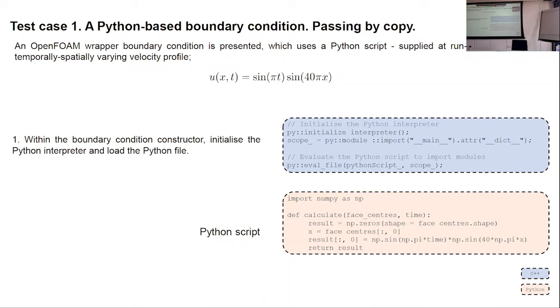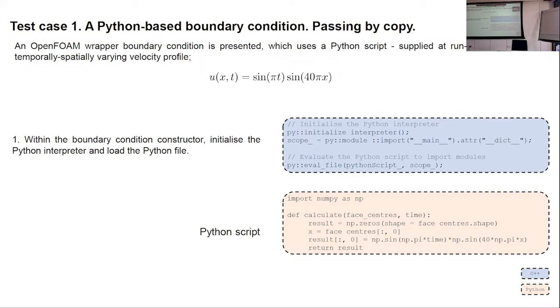It's a sinusoidal equation that depends on the spatial coordinate and also on the time. Basically, there are the following four steps for implementing that. The first one is that within the constructor of the boundary condition, we initialize the Python interpreter and we load a Python script. You can see it here. That script has the code that you are seeing there.